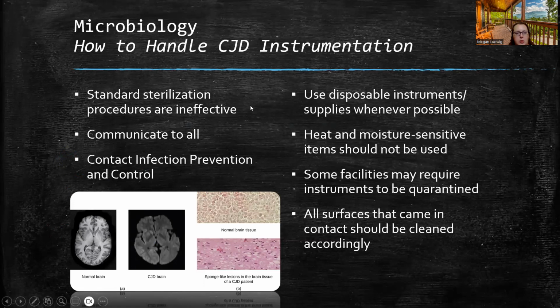Because standard sterilization processes are not effective. They're ineffective. Everybody needs to know that this patient might have or does have CJD. You have to communicate that so someone doesn't miss something. You also need to contact infection control or the CDC because it's pretty rare and they want to keep track of those things. So disposable, heat-sensitive items should be used.